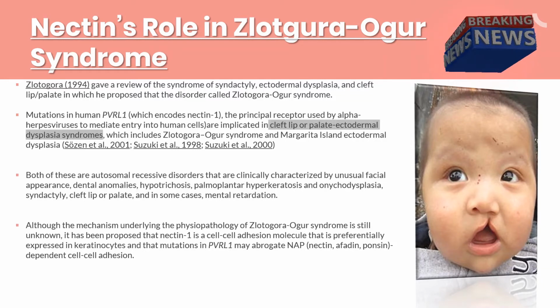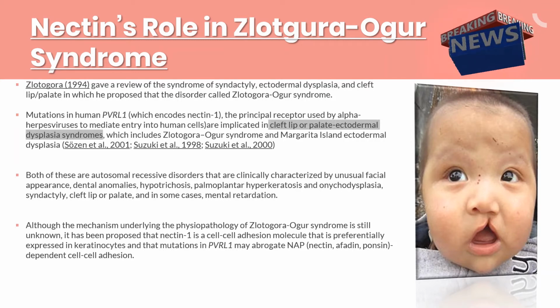Both of these are autosomal recessive disorders, and they're clinically characterized by unusual facial appearance, dental anomalies, hypotrichosis, which is just little to no hair, and palmoplantar hyperkeratosis, and that is just the hardening and thickening of the skin on your palms.